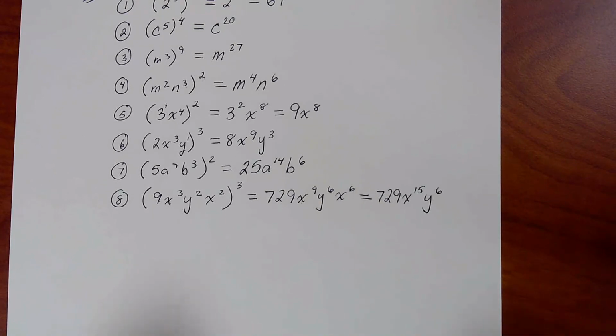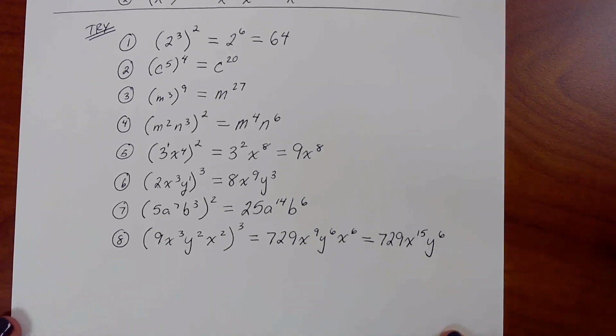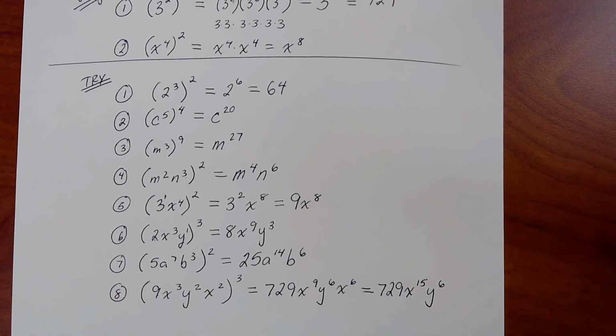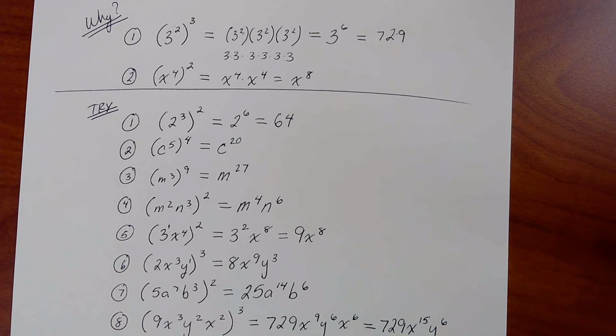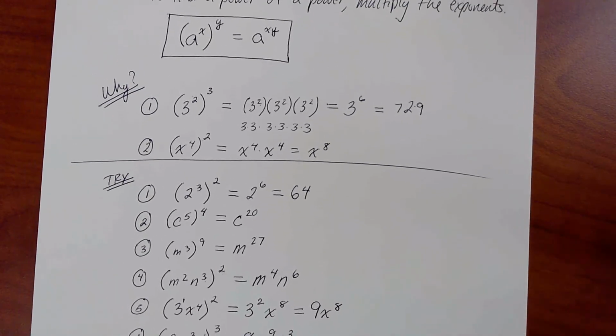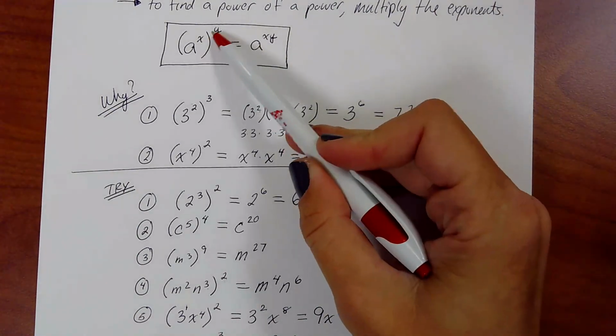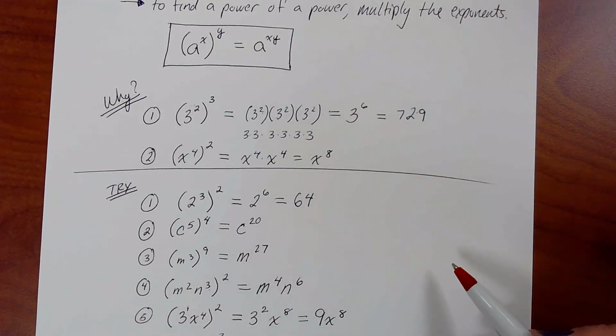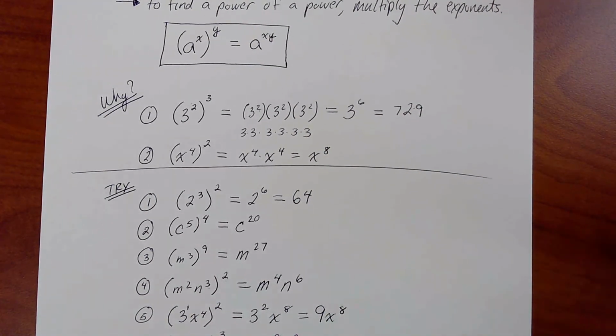So not tricky laws, but when you intertwine them, they could get confusing. So go slow, refer to your notes if you need to. You've got 2 laws to worry about. When you're multiplying the same base, you add the exponents. When you're going power to a power, you multiply the exponents. Okay? All right. Good job.